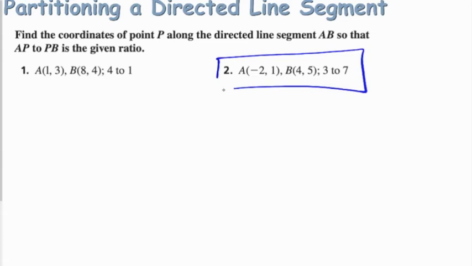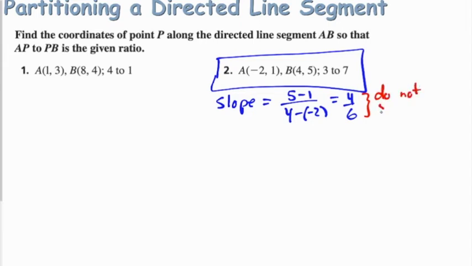Okay, so you've unpaused the video. We're going to look at problem number 2. We want to start by finding the slope of AB. So that is 5 minus 1 over 4 minus a negative 2. This gives us 4 over 6. And remember, do not simplify the slope. Whenever we're partitioning, we want the slope exactly as it is. We need that to get the answer right.